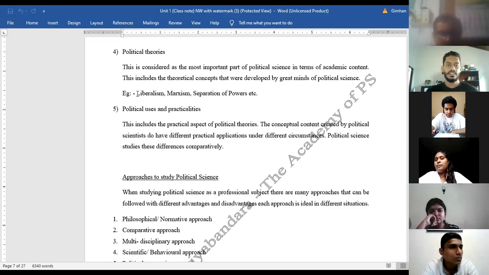Right. Now, if I give you an example, can any of you tell me what is the parent subject of political science? What is the parent subject of political science? Do you remember? Aristotle made political science independent from which subject? Philosophy, right? Philosophy was the parent subject of political science.